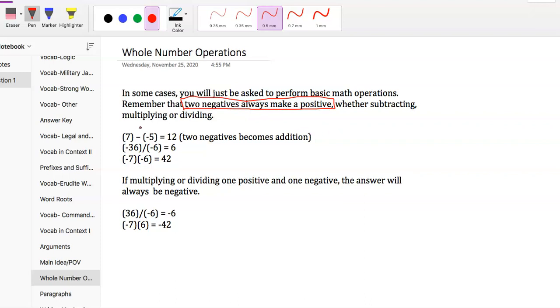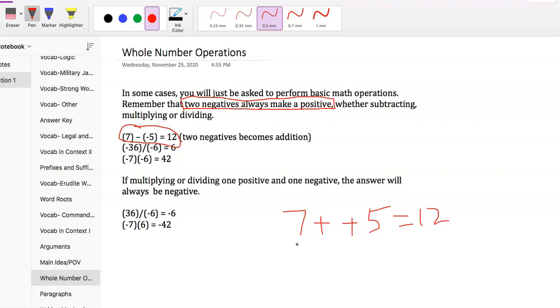This first one here, we have 7 minus negative 5 equals 12, right? What we really have there looks like this. Let me draw it out for you with the laser. When you see that double negative like that, those turn into a positive, and then we just do 7 plus 5. Okay, so that's what you do.